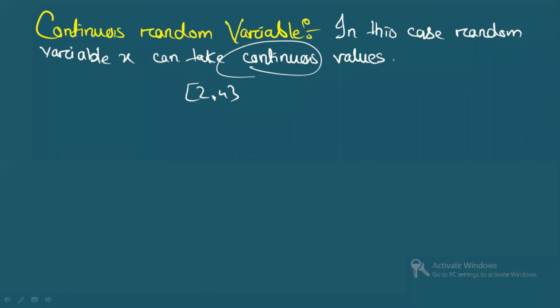Some other examples you can take are the measurement of height, weight, temperature. Okay, so if you take height and weight of students in a class, then that is what? Continuous random variable. Clear? So this is what continuous random variable means and what is discrete random variable. Clear?